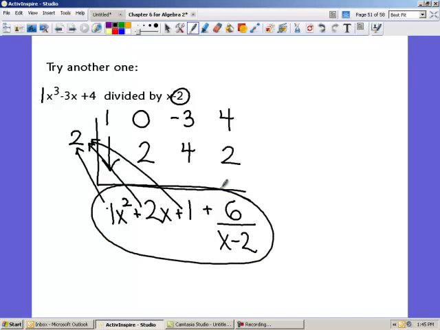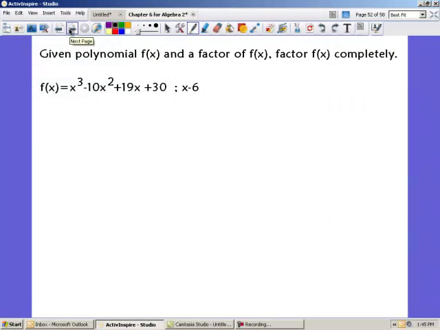Personally, I think this is a lot easier to do than doing long division. But again, remember you can only use it when you have a binomial. They explain it in the book, but I felt like we should do some problems together. So given polynomial f of x, which is just this right here, and a factor of f of x, which is this right here, factor out f of x completely.